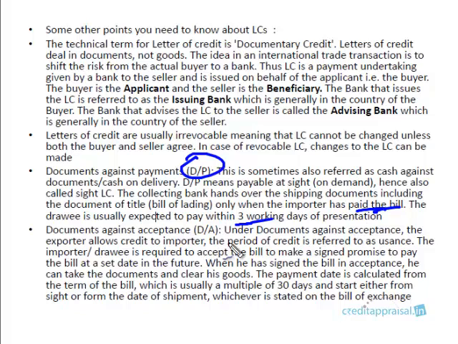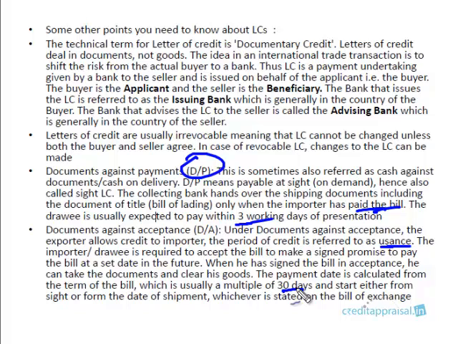There's something called DA, documents against acceptance. This is also known as usance LCs. Here the payment is not made immediately. There will be some usance period, say 30 days. So what the bank does is, we'll go and accept the bill.